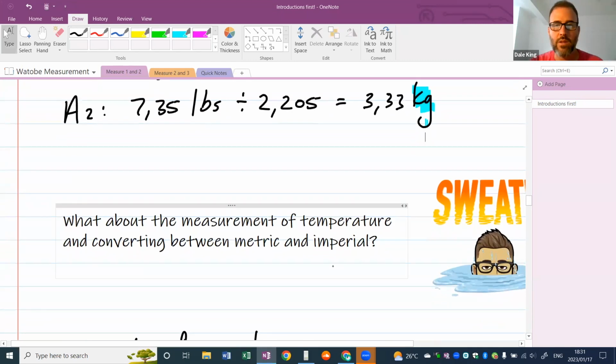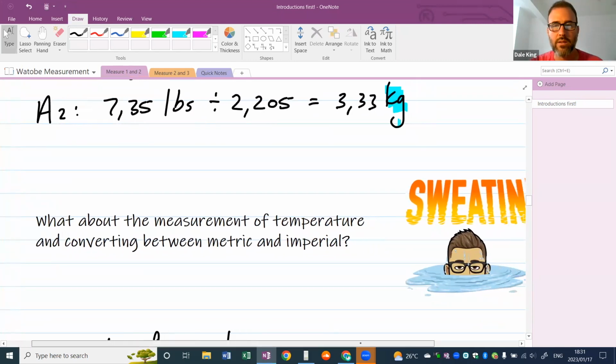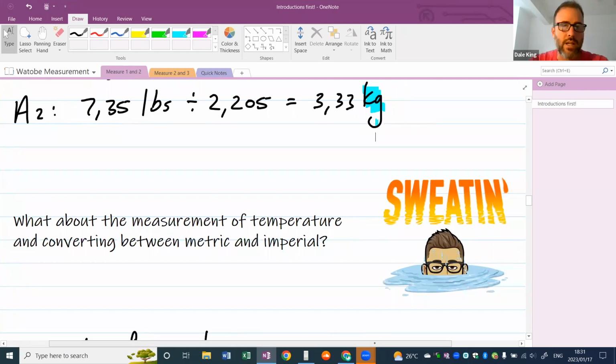Okay, now we're talking about temperature today. All right, what about the measurement of temperature? Now you must be thinking, surely temperature is not involved in this battle between metric and imperial, but unfortunately it is. Those countries that use the imperial system have their own way of measuring temperature. Okay, we're going to learn about that now.